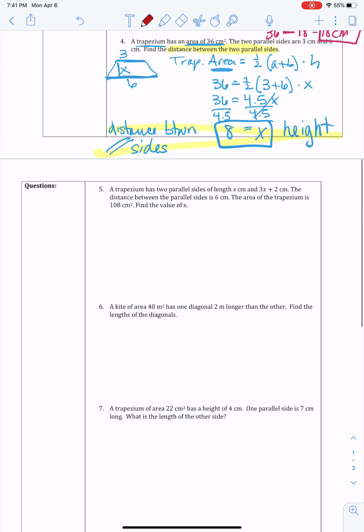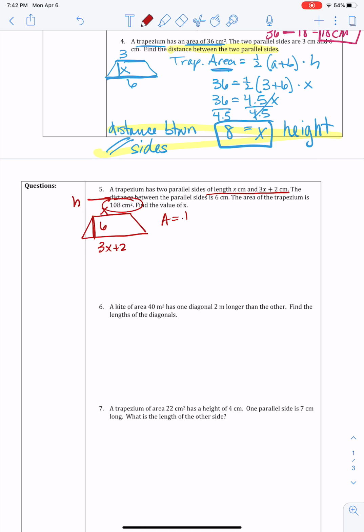Okay, let's do it again. A trapezium has 2 parallel sides of lengths x and 3x plus 2. So now we're taking this up a notch because now we're going to add some algebra in there. The distance between the parallel sides is 6 centimeters and the area is 108. Find the value of x. So draw your trapezium, and it says that the 2 parallel sides, one is x and one is 3x plus 2. It says the distance between them, this is the height, is 6 centimeters, and the area is 108.